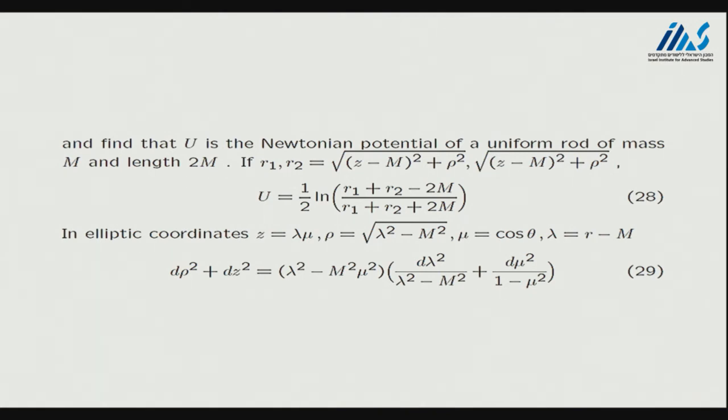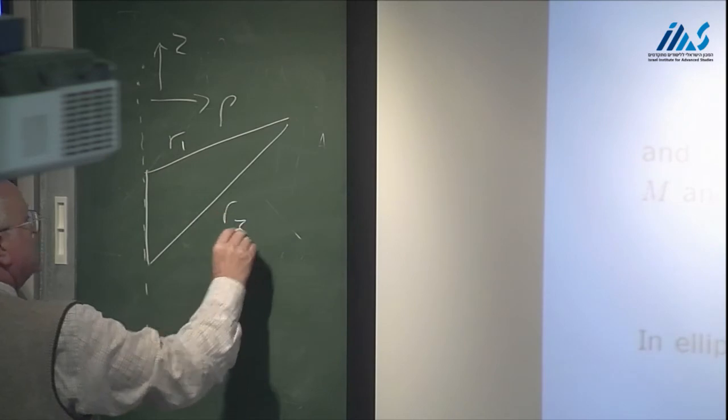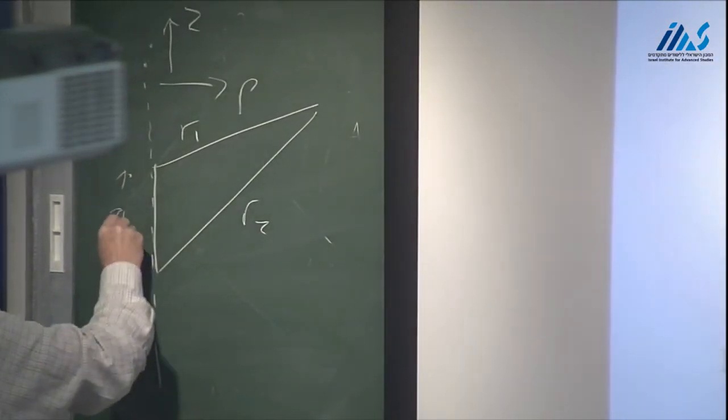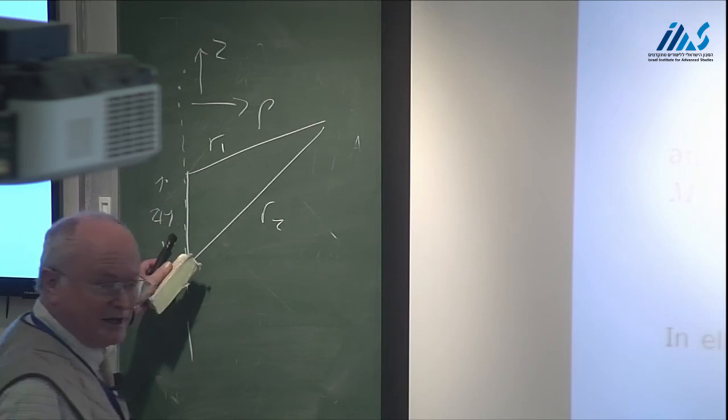So let me see, what did I do with this? Here's the axis of symmetry. Here's the rod, whose mass per unit length is 1/2. And here is rho, and here is z. So again, it's like doing freshman, well, not quite freshman physics. But. And so we define R1 and R2, and the length of this is 2m. And the mass is m. Okay? Now, something is obviously going to go wrong here, or is it?